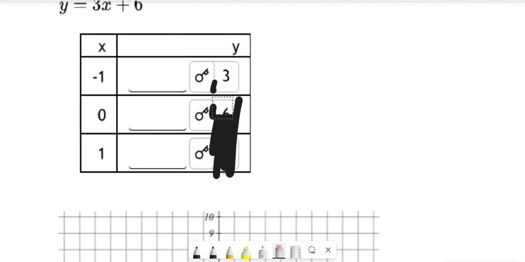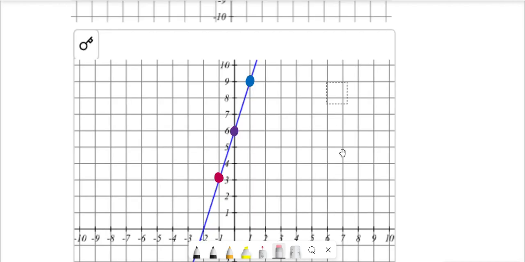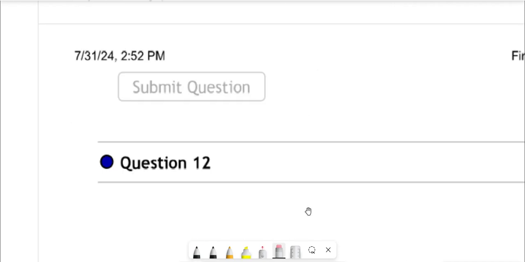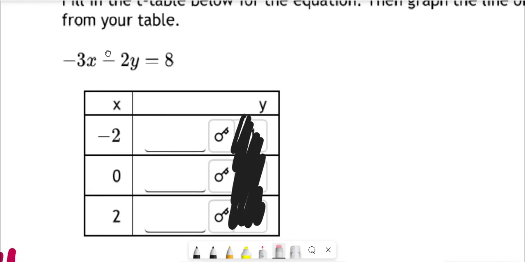We check our answer for the table and for the graph. Looks good. You can see I've put dots where our points were, so you can see how the table lined up with the graph. Moving on to question 12. Question 12 gives another table. We're asked to fill this out and construct a graph.